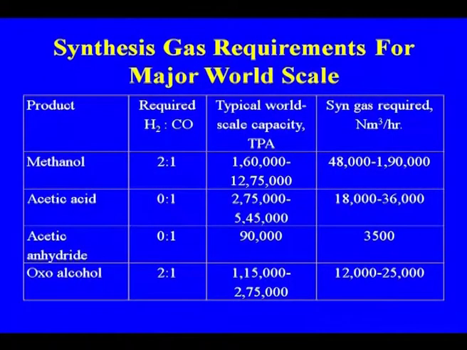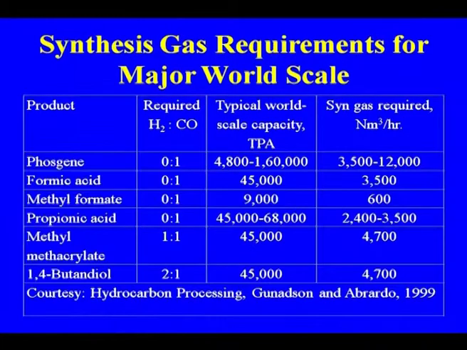This is the requirement of hydrogen to CO, the typical world scale capacity and synthesis gas requirement. You can see, I already discussed the various products, one of which is methanol, an important product, then acetic acid, acetic anhydride, oxo alcohols, phosgene, another product which we are now using especially in making polycarbonate, formic acid, methyl formate, propionic acid, methyl methacrylate, which is also a very important product for making polymers, and 1,4-butanediol. So, these are some of the requirements of synthesis gas, the typical world scale capacity and synthesis gas requirement.